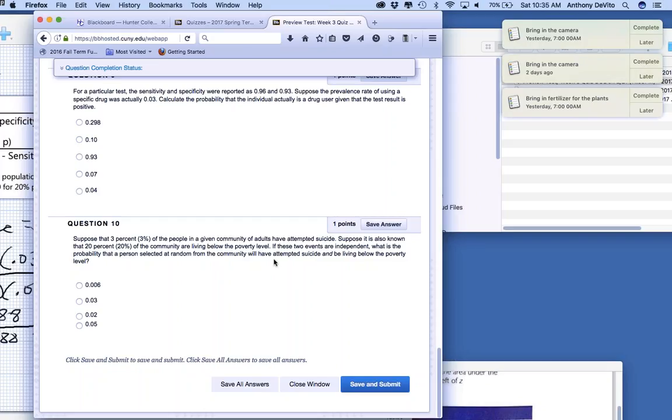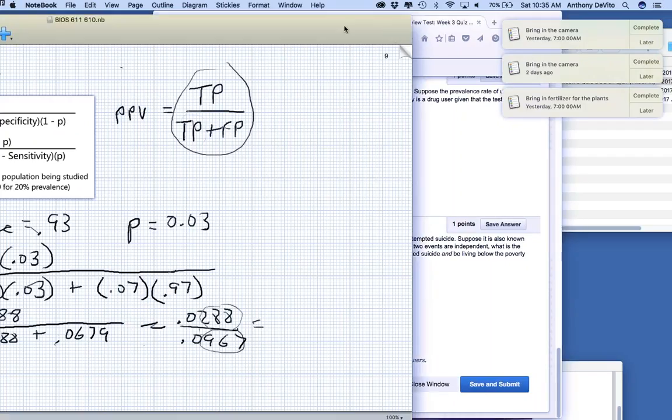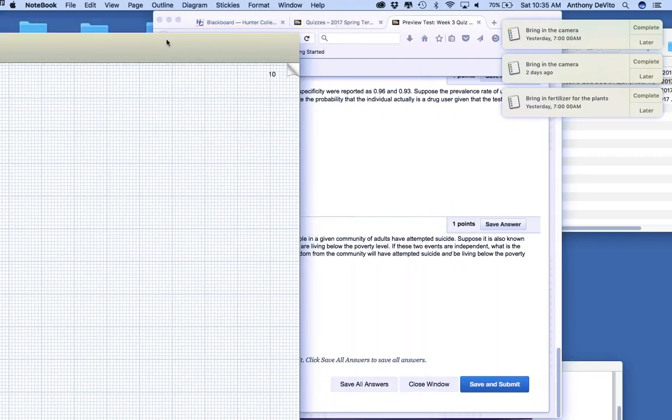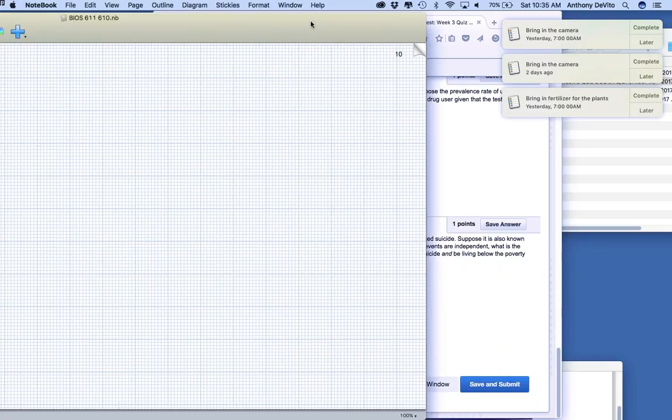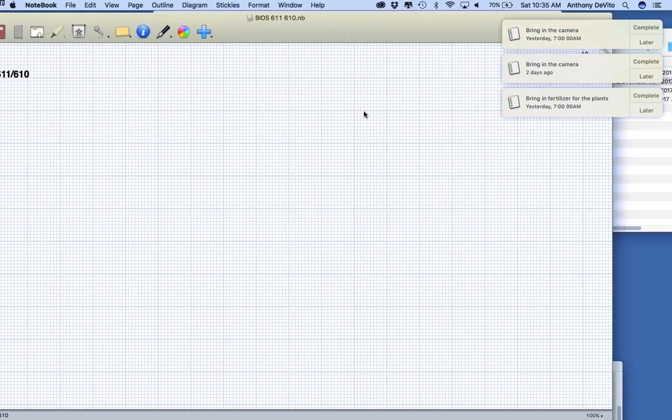You guys tell me how would I calculate that? What would that be? The probability of attempting suicide is 0.03. The probability that you're below the poverty line is 0.2. If they're independent, what would you expect that to be? What number would you expect to get there? 0.03, 0.2. Anybody want to hazard a guess? The reason why I'm beating this to death is because I suspect you might see this in a different form, and I want you to be ready for it. Okay. Any opinion there? Someone must have an opinion on that, right?